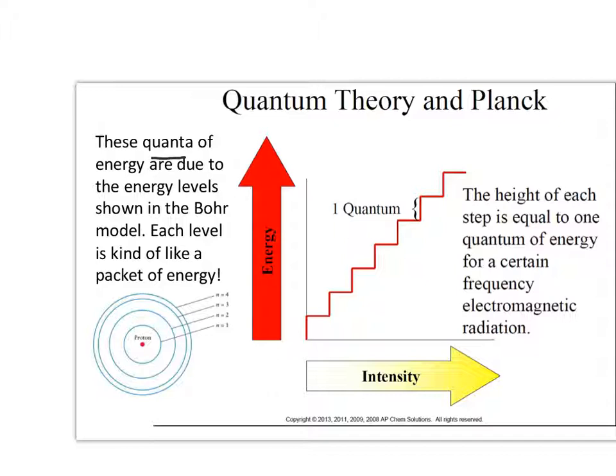Quanta are due to the energy levels shown in the Bohr model. So remember, if we have an electron here, it can only go up to level 2 or level 3 or level 4. It can't go anywhere in between those levels. And each level represents a quantum of energy. And that is why energy gets released from things in packets or quantums, as steps instead of a continuous release of energy, because of these energy levels.